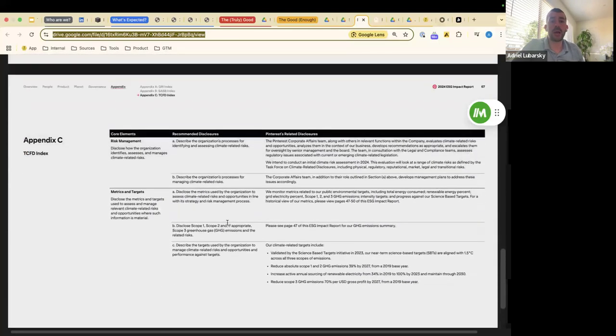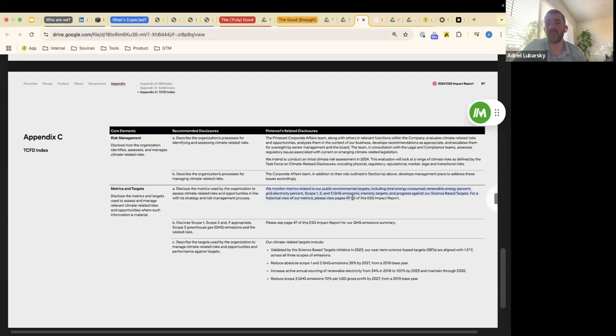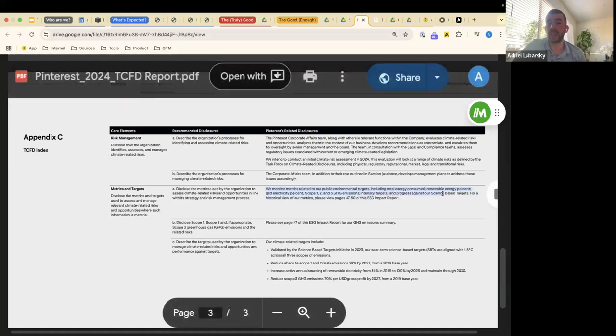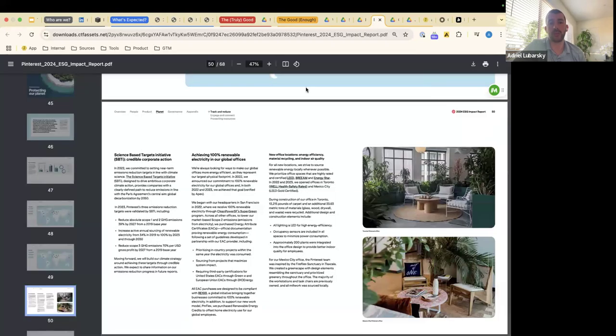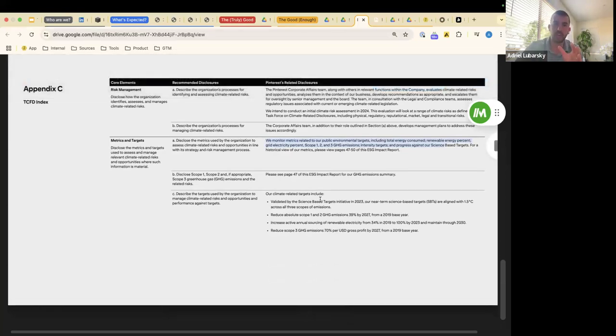Another example is Pinterest. So Pinterest did something like this, where they said, here's what they monitor. They really monitor just energy emissions with a few intensity targets. They didn't talk about energy or anything like that. And they pointed you in the direction of their impact report, where they have a lot more context about the science-based targets that they have, about achieving 100% renewable energy as a goal, about new office locations having recycling and indoor air quality goals. So that's the kind of thing that they track. They kind of went back and forth between the TCFD report and other pages of this impact report.